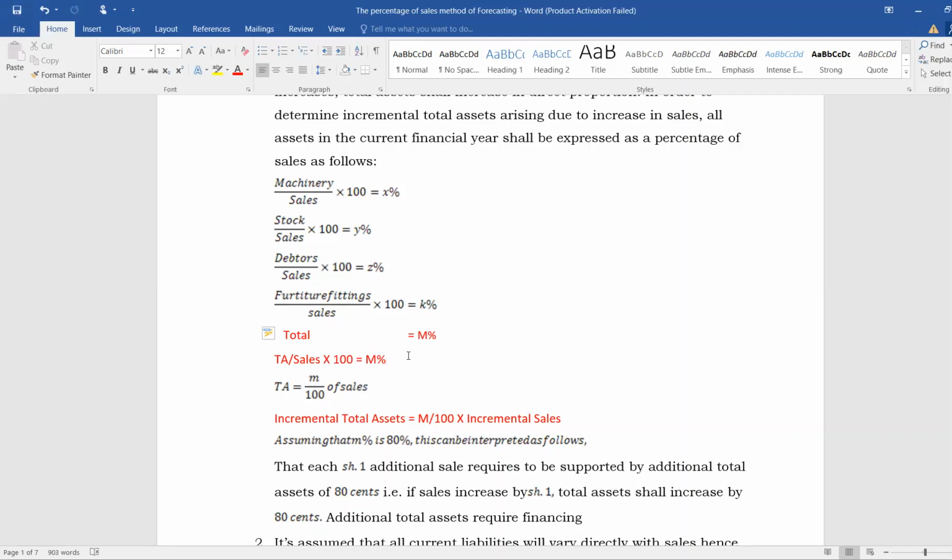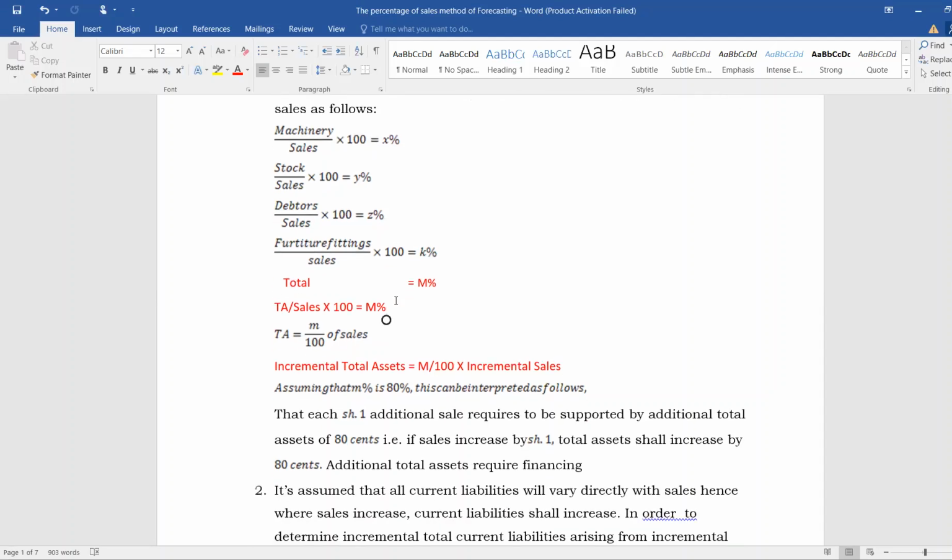Yes, so this percentage is one that you can get directly if you sum up all your assets divided by sales times 100. But I don't advise you to take that shortcut, because when you are preparing a forecasted statement of financial position, you may be required to look for the X, the Y, the Z, and the K. So I advise that you find those percentages in advance, because you are required to do a forecasted statement of financial position, and of course you'll be required to capture those percentages.